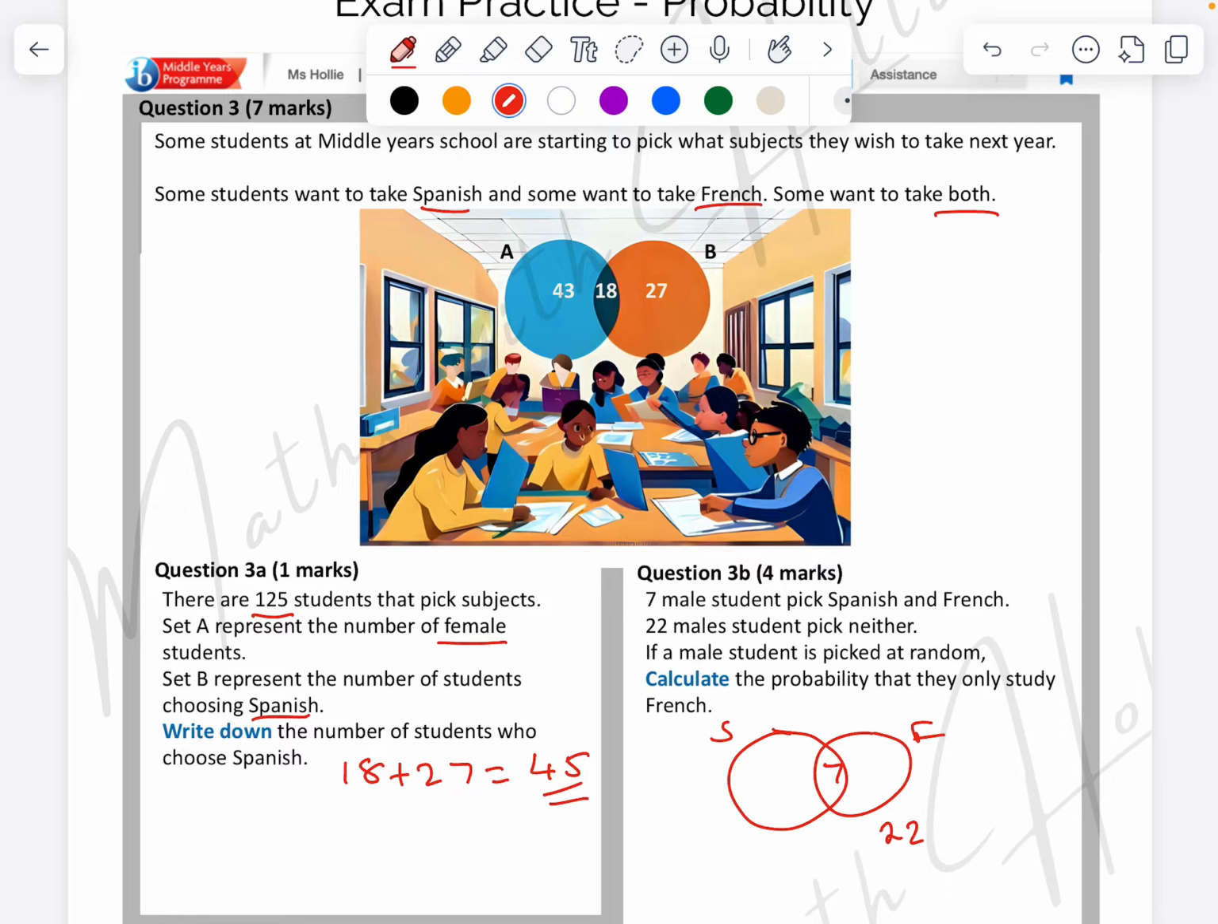It says 22 pick neither. And the question wants to know if one's picked at random, how many only do Spanish? So we're looking for this part of the Venn diagram. So the first thing I need to do is work out how many males I have.